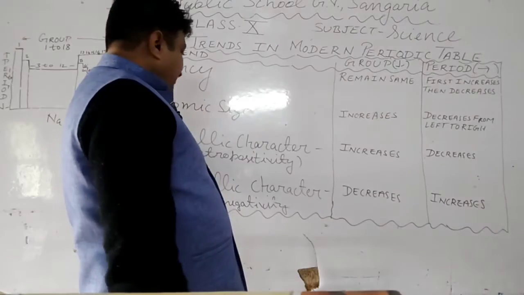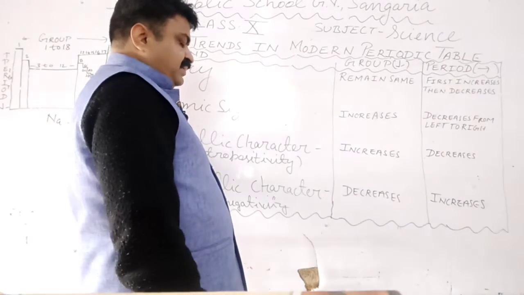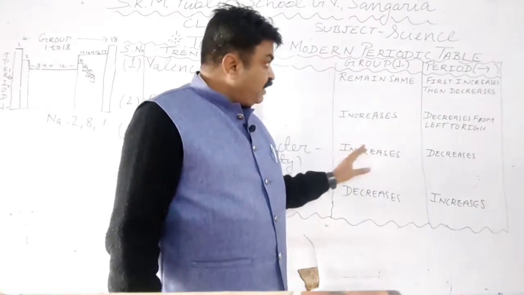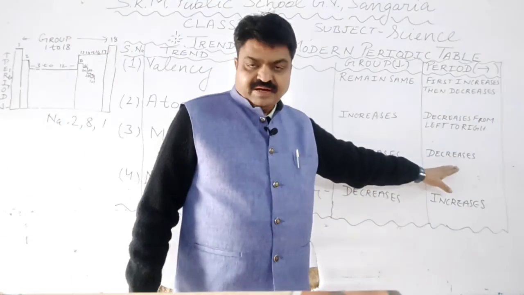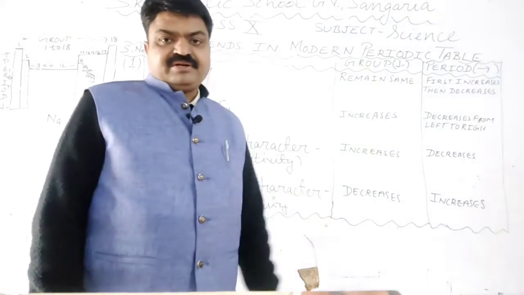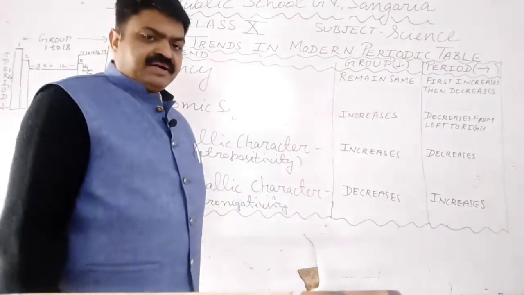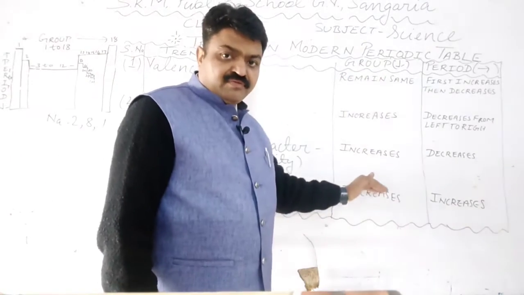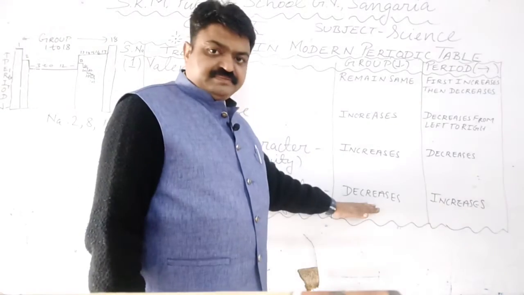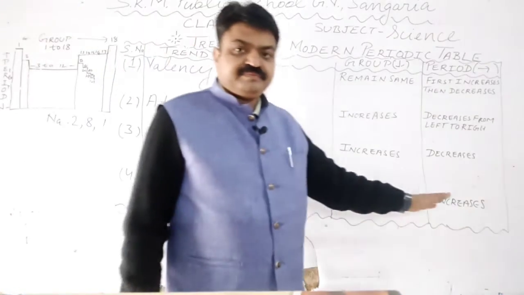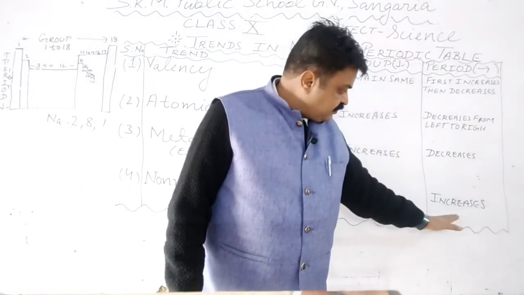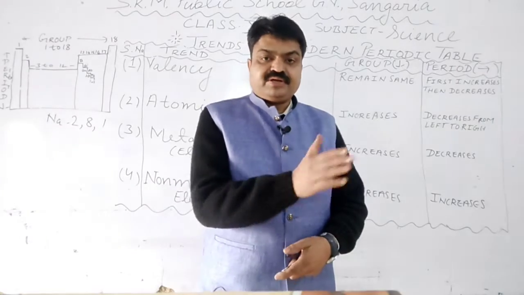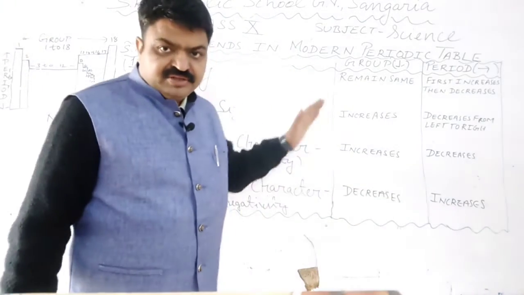Like this, metallic characters increase in the group, but in the period they decrease, student. Next is non-metallic character. Non-metallic character in the group from up to down decreases, but in the period it increases, student. So it is about the trends in the modern periodic table, and many times questions about these trends are asked in the board exam.